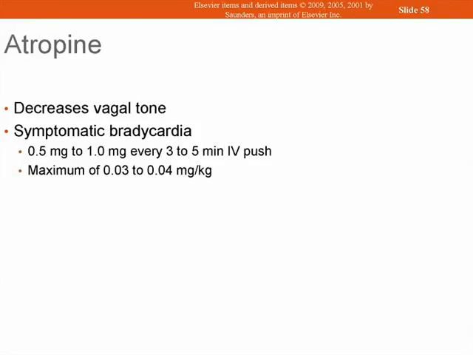Atropine works by decreasing vagal tone. It is used in symptomatic bradycardia. It also can be given secondarily in PEA and asystole, but typically is used for symptomatic bradycardia. You can administer 0.5 milligram to 1 milligram every 3 to 5 minutes IV push to a maximum dose of 0.03 to 0.04 milligrams per kilogram. Typically, it's 2 to 3 doses and that's it.